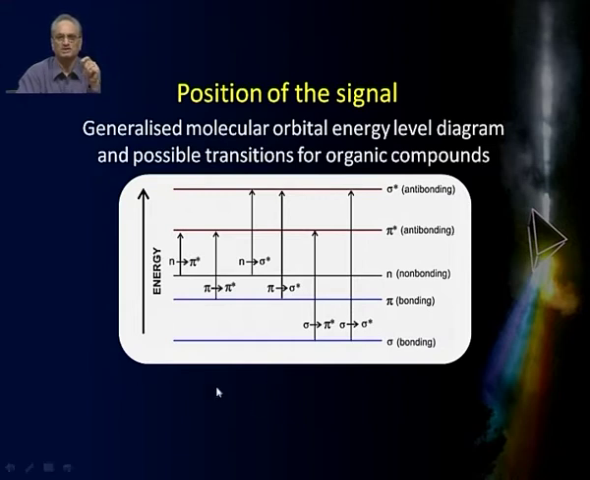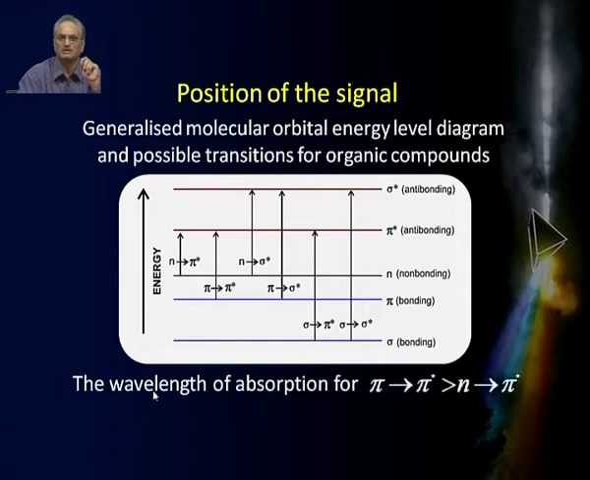Now, in these possible levels, what are the possible transitions? You can have n to pi star, pi to pi star, n to sigma star, pi to sigma star, sigma to pi star or sigma to sigma star. So, those are the possible transitions we can think of. Now, let me take 2 examples here: pi to pi star and n to pi star. Pi to pi star is from my pi level to the pi star level, and this is my n level, so this is my n to pi star.